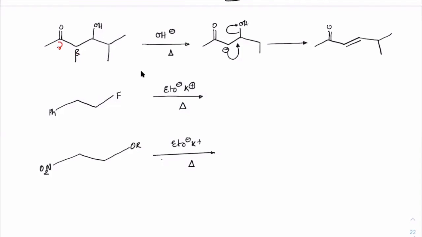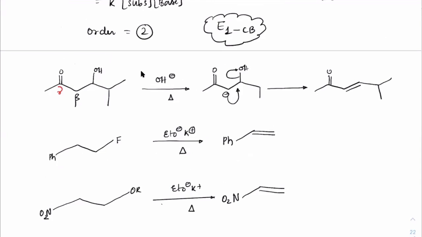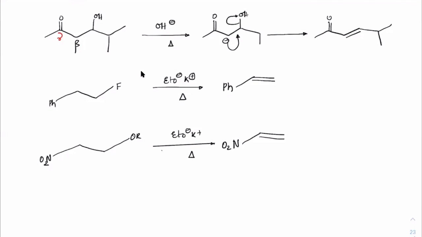Okay, students. So similarly, what will be the next product here? Ph double bond this way. Here also O2N and double bond this way. These are the product formations.